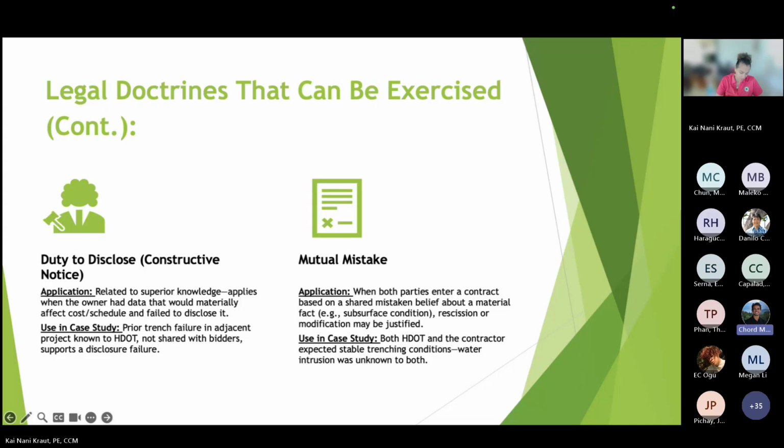And then mutual mistakes. So when both parties enter a contract based on a shared mistaken belief about a material fact, for example, subsurface condition, in which most of the differing site conditions cases are, rescission or modification may be justified in that scenario. And when it relates back to the case study, both HDOT and contractor expected stable trenching conditions, but water intrusion was unknown to both, so it would be considered a differing site condition. Next.